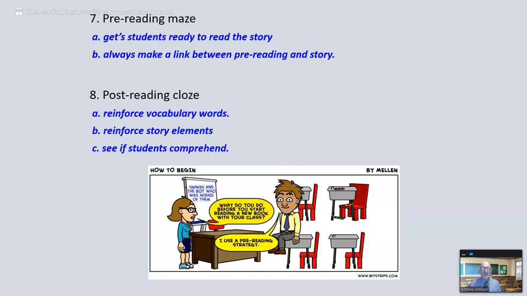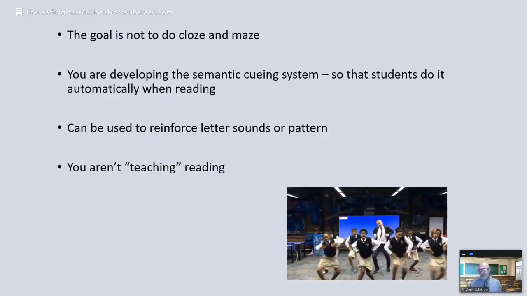Now, a pre-reading maze, a story preview, gets students ready to read the story. You make a link between the pre-reading and the story. You create this maze that tells about the story, or a post-reading cloze to reinforce vocabulary words or story elements, or to see if students are comprehending. You can use these as pre and post-reading activities. Remember, the goal is not to do the cloze and maze. Again, it is to develop the cueing system so students are doing it automatically. You're not teaching reading, you're developing the ability to read.